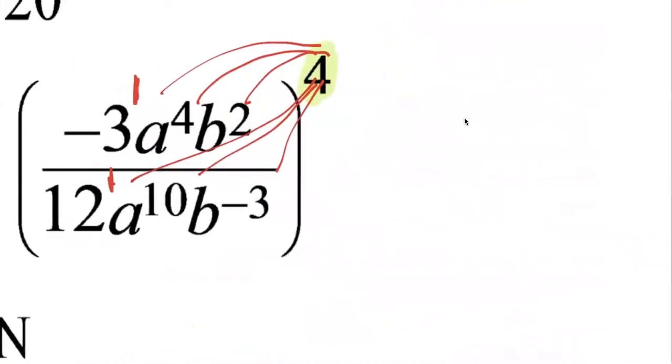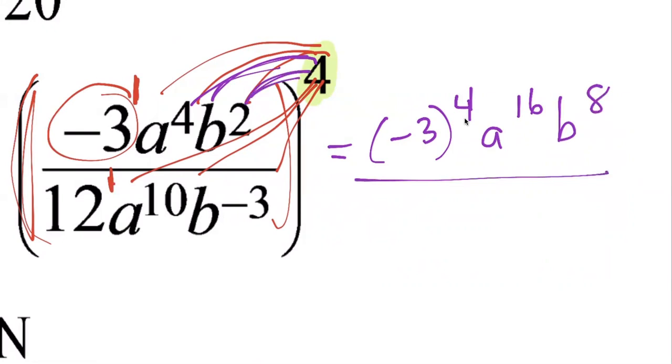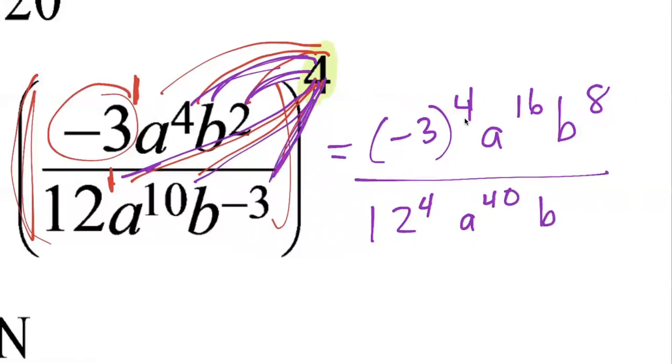I think I have enough room here. We can squeeze it in. So that's going to be, again, this negative 3 has big parentheses around it. So it's going to be negative 3 to the 4th power, because it's going to be 4 times 1. It's going to be a to the 16, because it's 4 times 4. And it's going to be b to the 8, because it's 2 times 4. Now on the bottom, it's going to be 12 to the 1 times 4, so that'll be 4. It'll be a to the 4 times 10, which of course is going to be 40. And it'll be b to the 4 times negative 3, so that'll be negative 12.